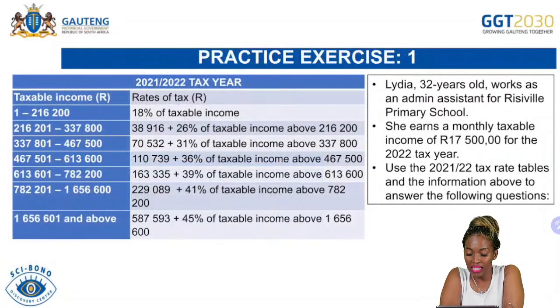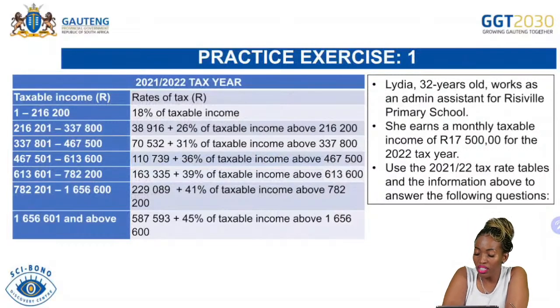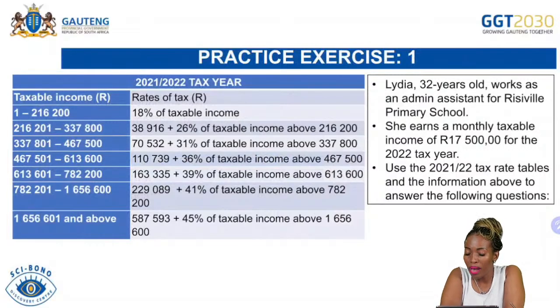Here is an exercise now. Lydia, who is a 32-year-old, works as an admin assistant for Raceville Primary School. She earns a monthly taxable income of 17,500 for the 2022 tax year. Use the 2021-2022 tax rate tables and the information alongside above to answer the following questions.